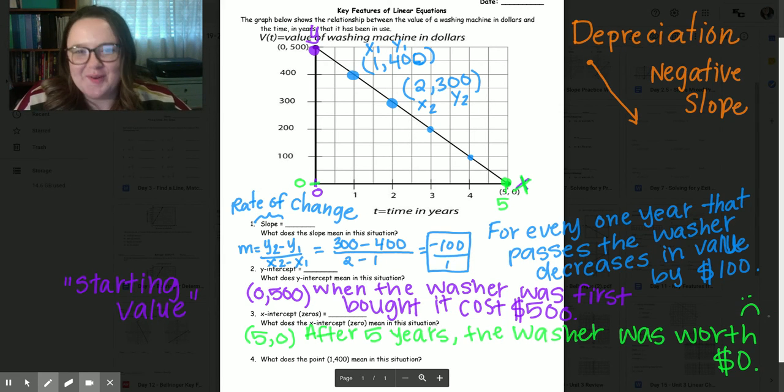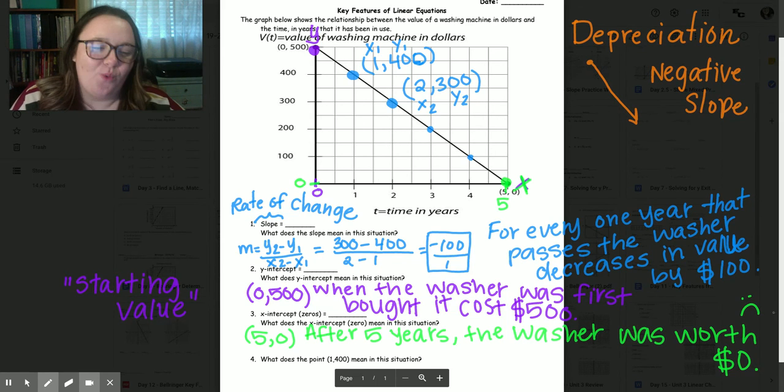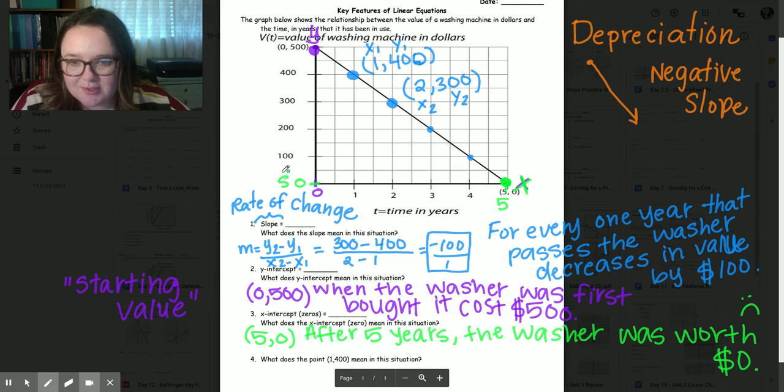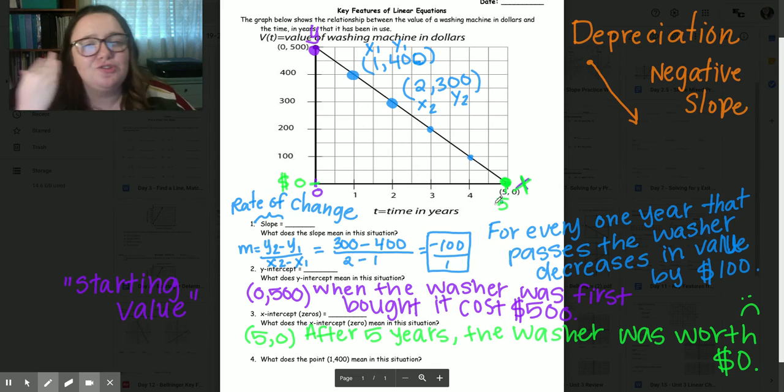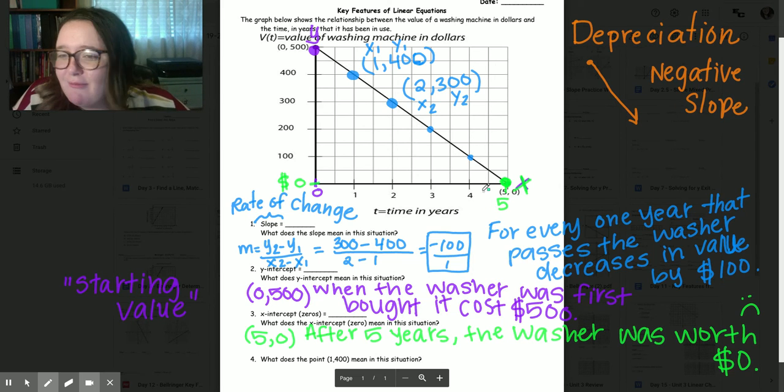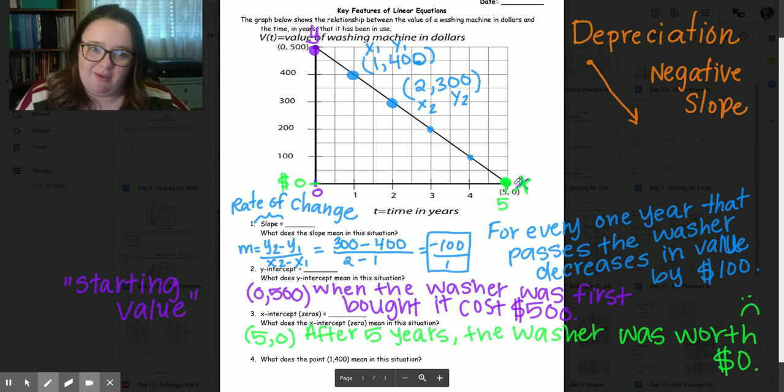Okay, I wrote my sentence. It says, after 5 years, the washer was worth $0. And I put a little sad face because that's sad, right? It only lasted for 5 years. But what's happening is it hits 0 right here. Remember, 0 is the dollars on this side. After 5 years, it's finally down there at 0. It has no value left. Sad to say, right? It's worth nothing right there.